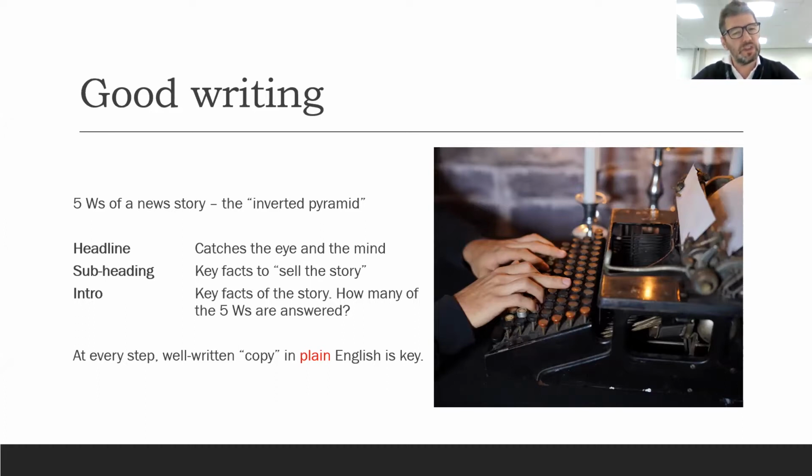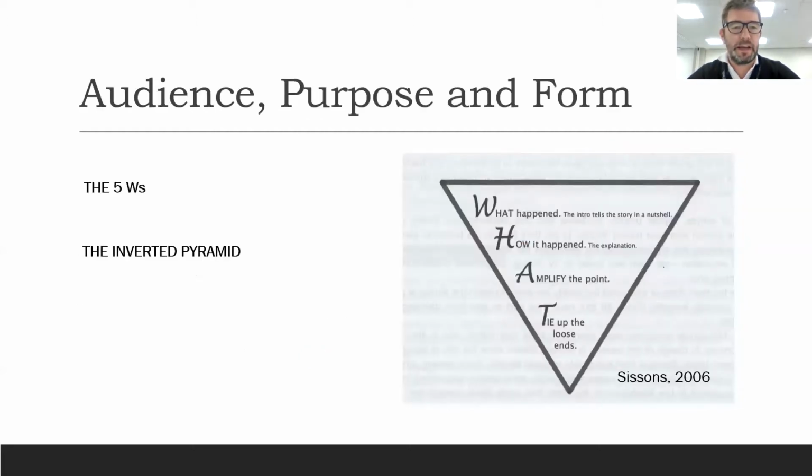We write headlines which catch the eye. We use subheadings with key facts to sell a story. And in our intros to any written piece of journalism for print or online, we look at answering some of those important 5 W's with the key facts of the story. At every step of the way, though, the copy, as it's called, the text for a journalist, needs to be well written and in plain English.